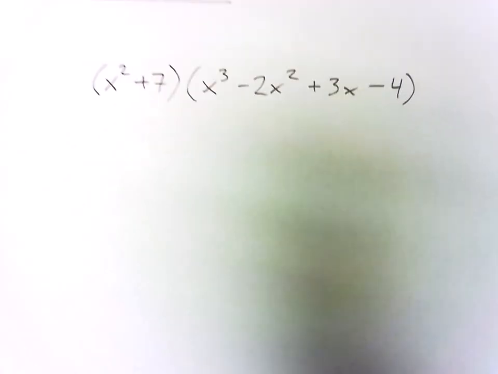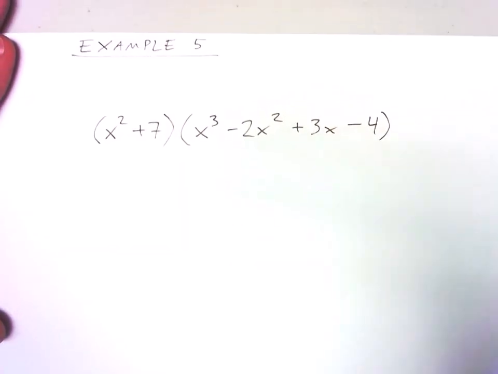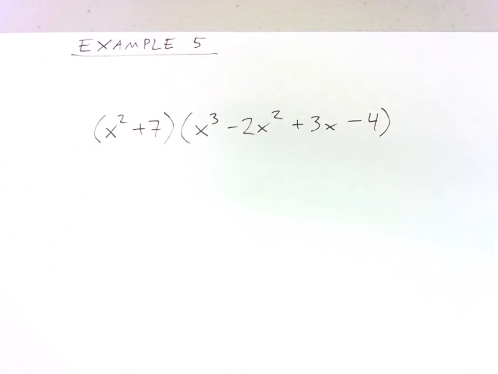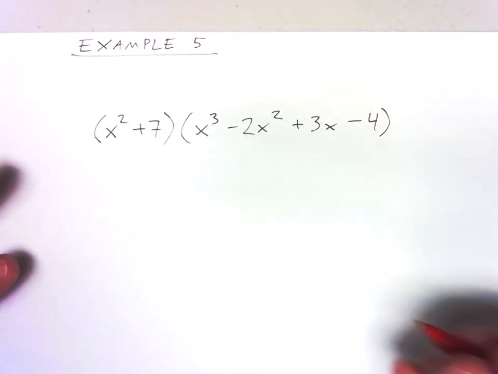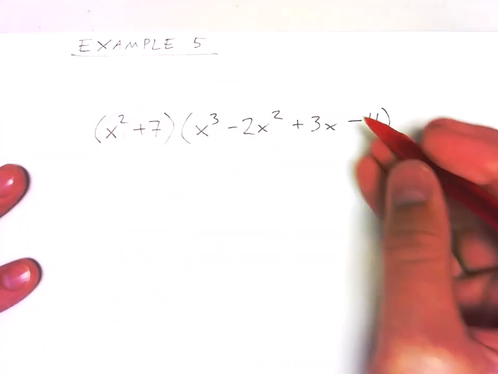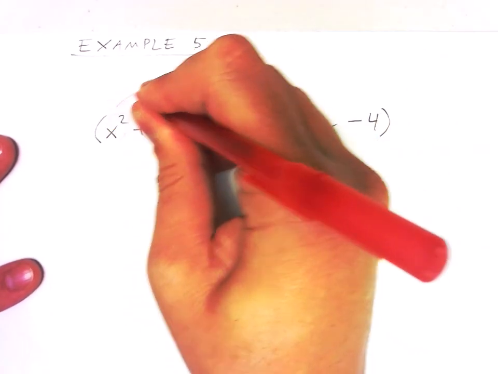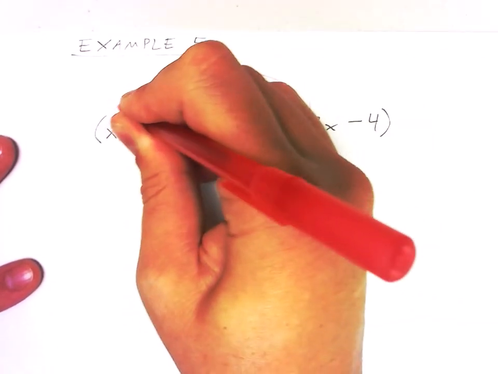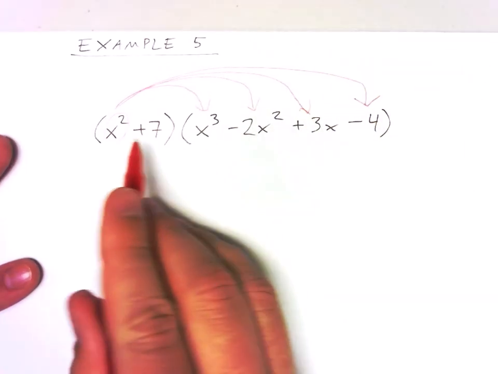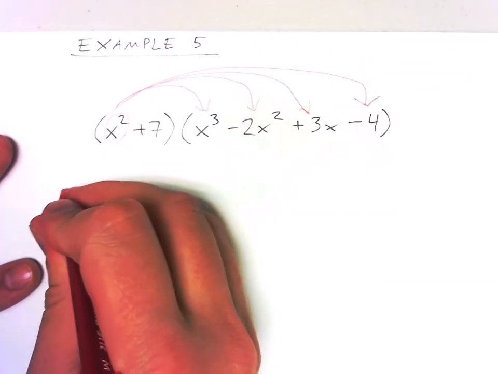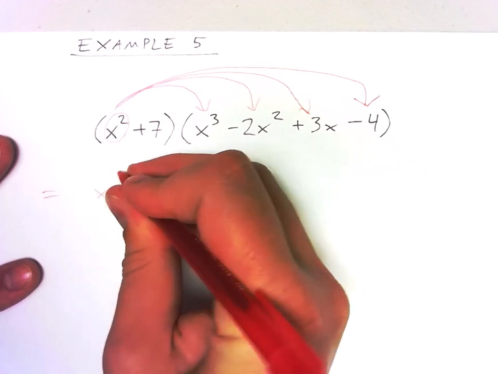Here's a bit of a longer example, but it's basically going to work exactly the same. I'm first going to start with this and multiply to each term over here. So x squared times x cubed is x to the 5th.